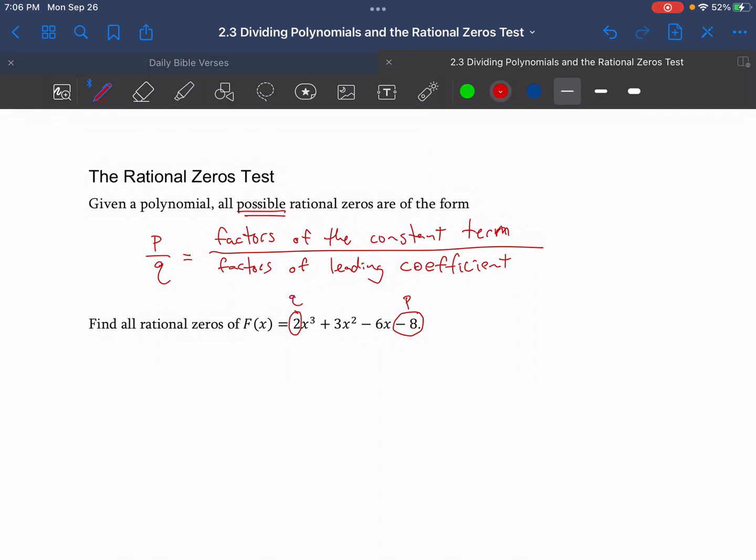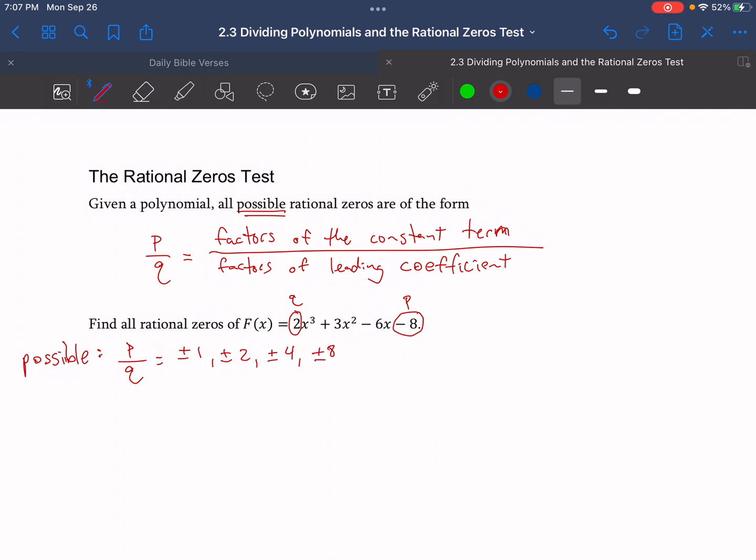So now let's list out all the possible P's and Q's. Here's all our possible rational zeros, so this will be P over Q. We looked at first P, and we think of all the factors we can for negative 8. We don't want to list them all multiple times, so we're just going to do plus or minus 1. So positive 1, negative 1, positive 2, negative 2, positive 4, negative 4, and positive 8 and negative 8. Those are all the possible factors of negative 8.